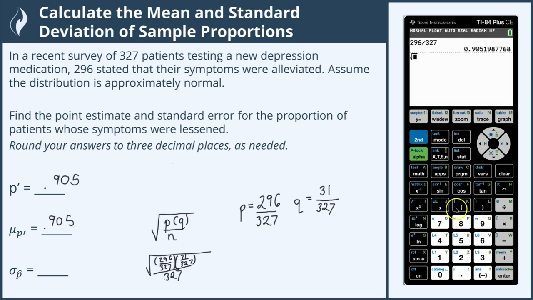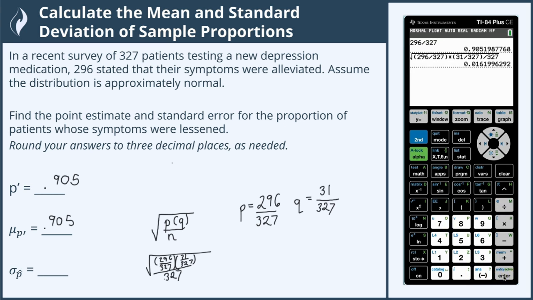We're going to hit the second key to access the square root and put each individual fraction inside parentheses. The first times the second, again in its own set of parentheses, the 31 over 327. And then, after the second fraction has been entered in, we're going to divide by the total sample size of 327. Once it's all in, hit enter.